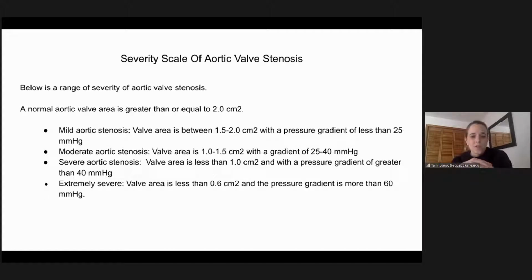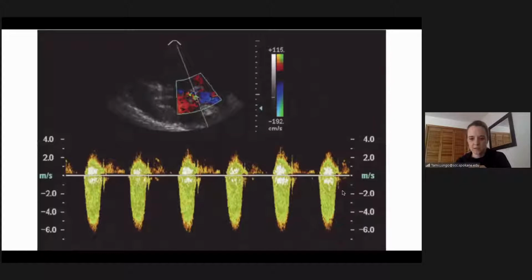So this is just showing that the more stenotic the valve, the smaller the valve area and the higher the pressure gradient. Anything less than 0.6 centimeters squared with a pressure gradient of more than 60 millimeters of mercury would be considered an extremely severe case of aortic stenosis, as depicted right here.